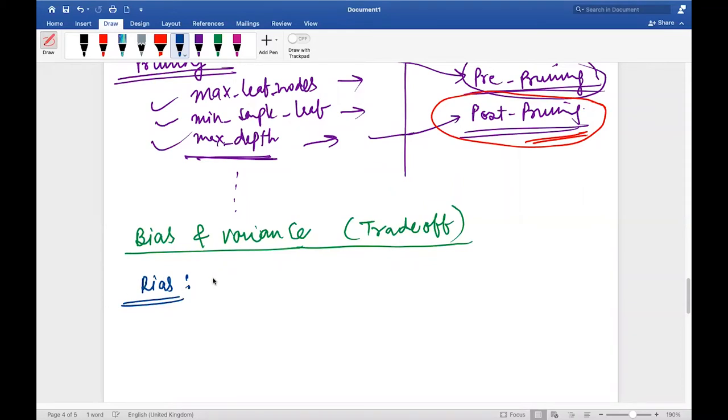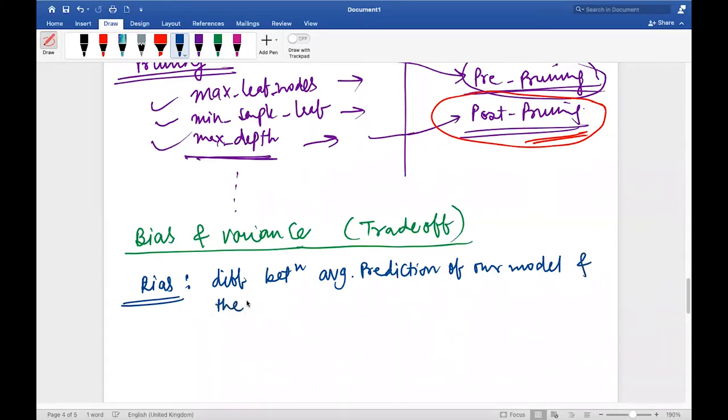So bias can be defined as the difference between the average prediction of our model and the correct value which it's trying to predict.